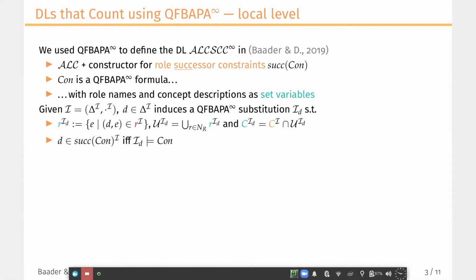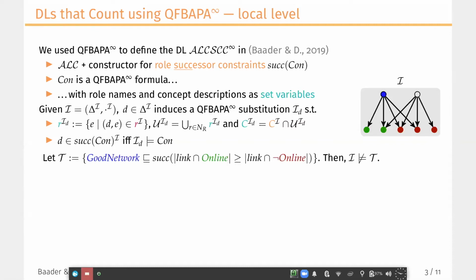And we say that an individual satisfies a constraint if and only if the induced QF-BAPA infinity substitution satisfies such a constraint. So, for instance, if we had a T-box where we say that a good network is one that has at least as many online links as offline ones, then we would say that in our example, the blue dot, which would be our instance of a good network, actually does not satisfy the T-box. So this would be a counterexample, if you will.